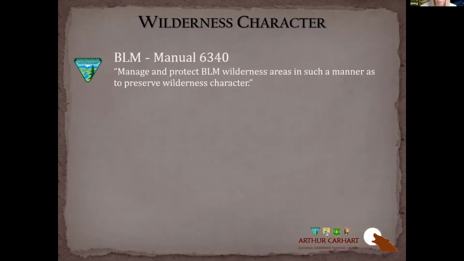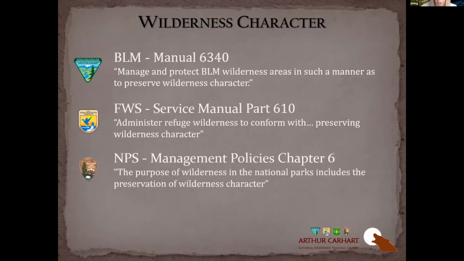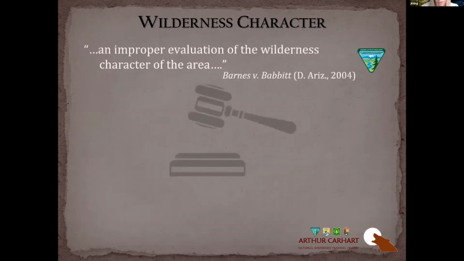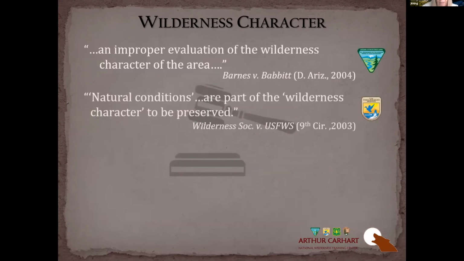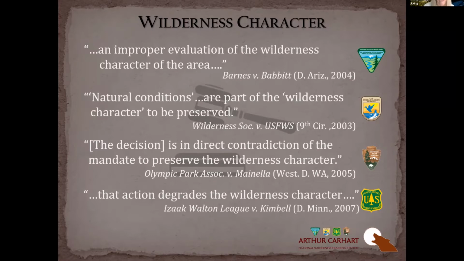So here are just a few examples. Each federal agency has a manual and a handbook. Manuals are usually the policies for the agencies, and each one of us has similar language and similar things set forth in our policies for us to manage wilderness character. We also have had court cases over the years saying, agencies, you're responsible to see these things are preserved. So tell us how you can do that in light of maybe some actions or decisions that have been made in wilderness areas. So that's a reality, and they have been successful in holding us accountable.